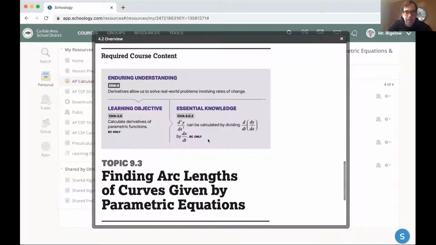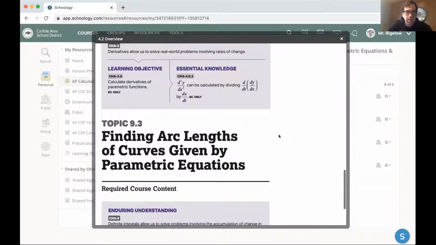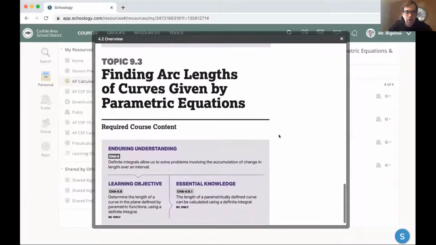Second derivative, same idea. We're going to be doing the second derivative, which you're familiar with in this notation, d squared y over dx squared. But we can find that using d/dt of dy/dx, which we'll talk about, and what that really means. And then we're going to talk about arc length.